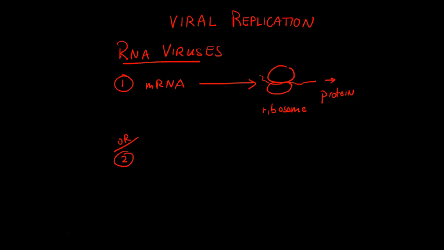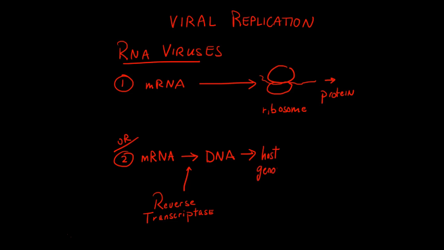Or the RNA of the virus is first reverse transcribed into DNA by an enzyme called reverse transcriptase. This enzyme is usually carried by the virus itself. This is the way that HIV replicates. And then the DNA may integrate into the host genome, and at a certain later time be used to produce viral proteins.